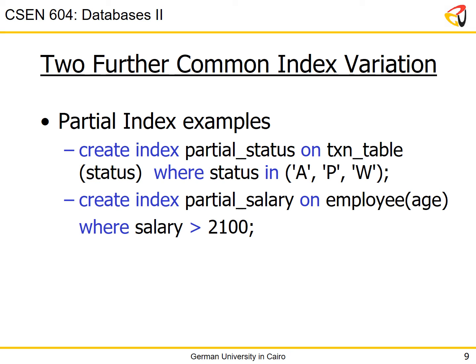Okay? Another example here in the next line: create index partial_salary on employee age where salary is greater than 2,100. So I'm going to create an index called partial_salary on the column age inside the employee table. But my condition is that the salary of the employee is going to be greater than 2,100. So for any employee whose salary is greater than 2,100, I will retrieve that row, retrieve the age, and insert that into the index. But for any employee who is earning less than 2,100, I will not insert his age into the index.